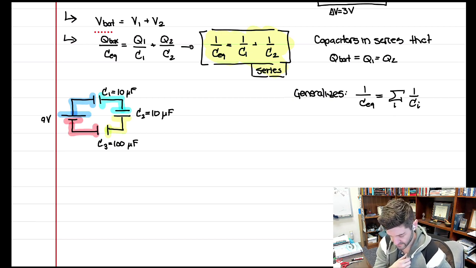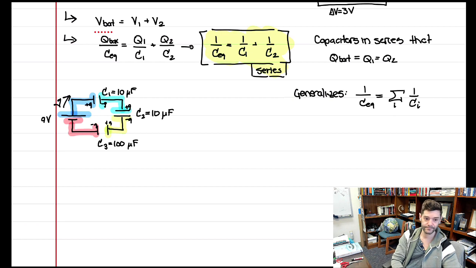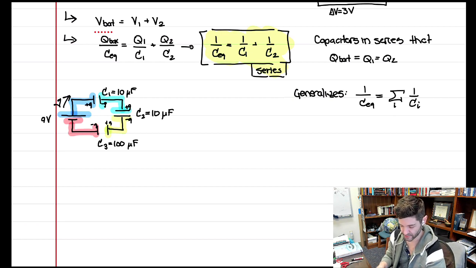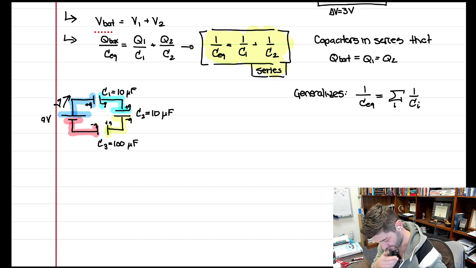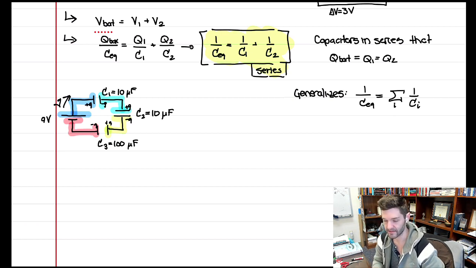Each of those capacitors, since the battery kind of pushes a charge Q forward, there's some Q that builds up here, and then some negative Q builds up there. So then some positive Q builds up there, some negative Q builds up there, which then some positive Q builds up there, some negative Q builds up there. Capacitors in series share the same charge. Or rather, they have the same charge built up in each. Okay?